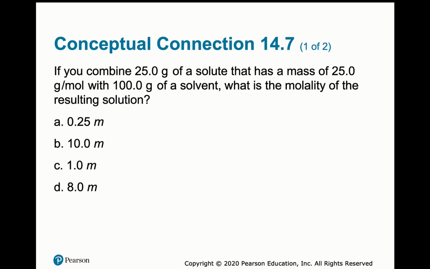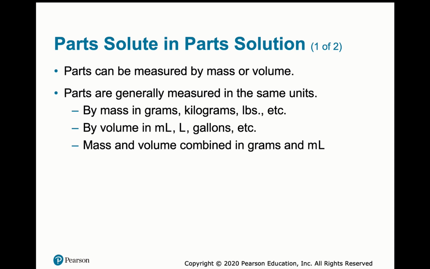So if you combine 25 grams of solute that has a mass of 25 grams per mole with 100 grams of solvent, what is the molality? Well, that's 1 mole over 0.1 kilograms. That means 10 molal. And the m is molality, so that's 10 molal. Parts of solute in parts of solution, you do mass or volume. Parts are usually measured in the same units, for instance, by mass in grams, kilograms, pounds, and so on. For volume, milliliters, liters, gallons, and so on. And mass and volume, you can combine in grams and milliliters.